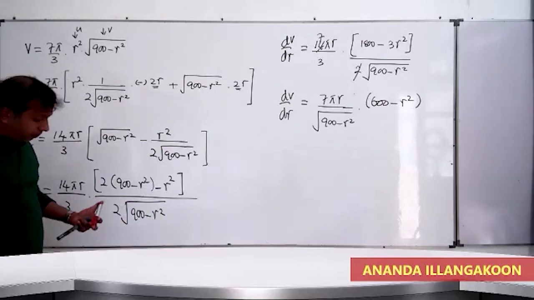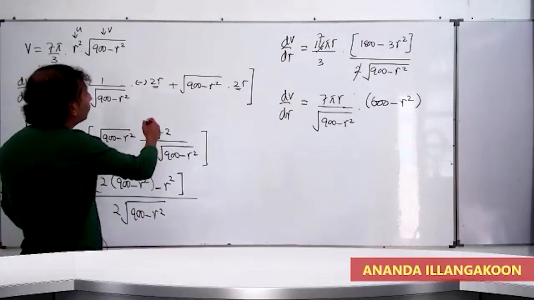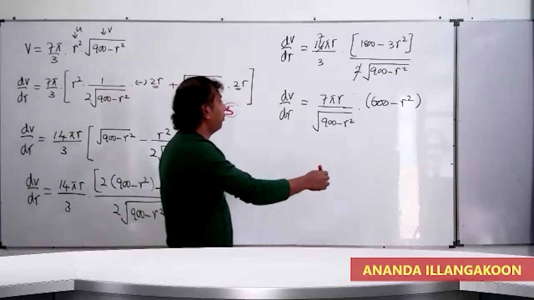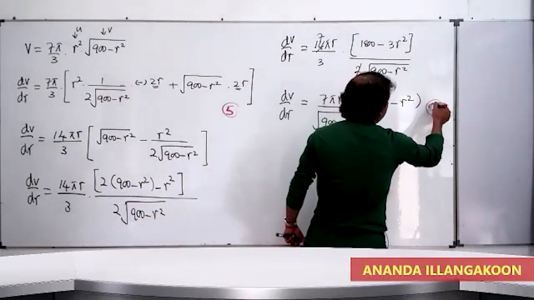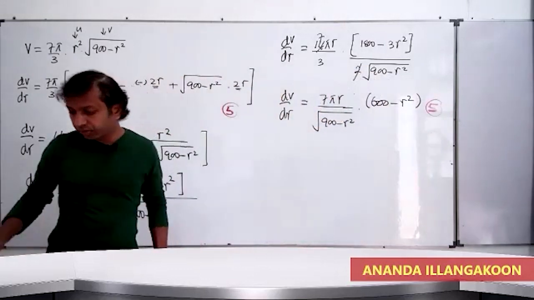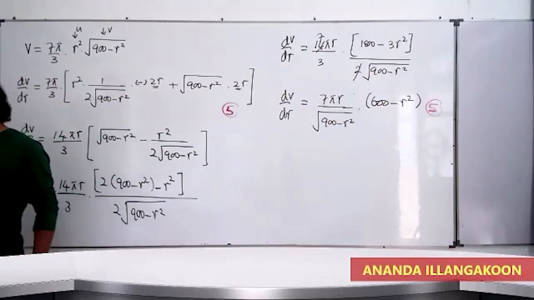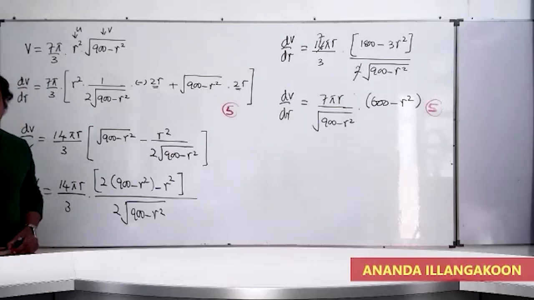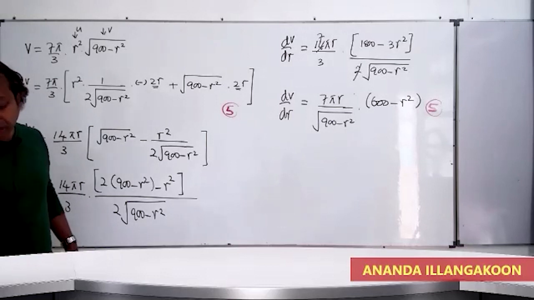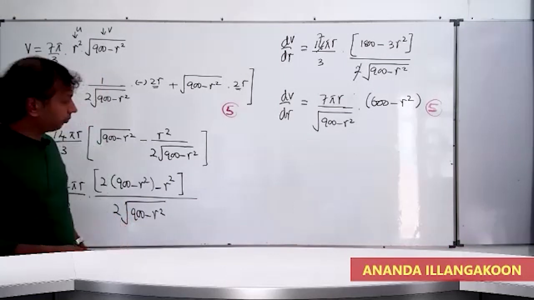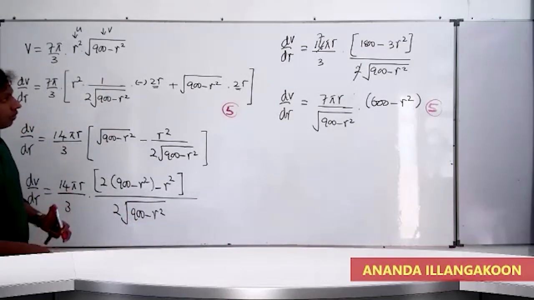Up to here, people, applying the u upon v form, simplifying all these things and coming to this is 5 marks given. Right? There are 5 marks given. Now, not only this, for maximum or minimum v, dv by dr must be 0, right? Now come next.